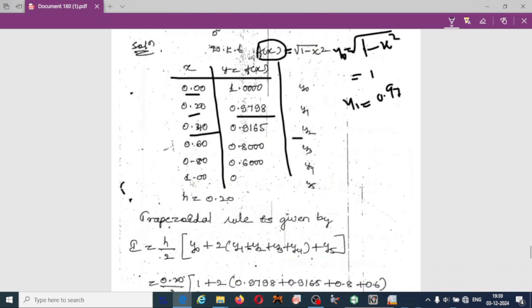Then here, how many intervals are there? 1, 2, 3, 4, 5. 5 intervals are there. So h equal to 0.2, that is h equal to xn minus x naught. Xn is how much? 1. X naught is how much? 0. Divided by how many intervals? 5. So 1 by 5 is equal to 0.2.